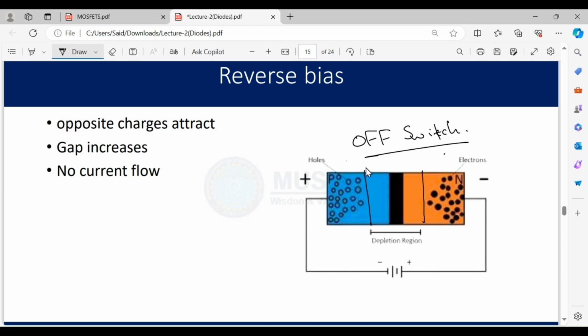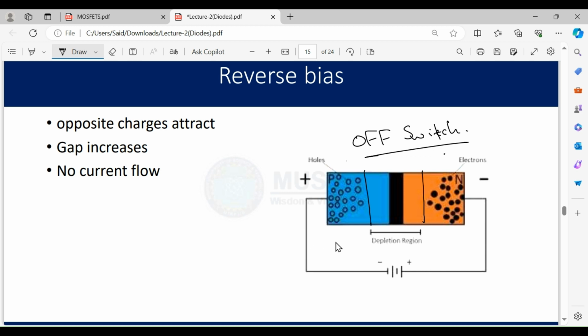One more thing, it is an uncontrollable switch because there is no control for this. If we connect it in forward bias, it will behave just like an on switch. When we connect it in reverse bias, then it behaves just like an off switch. When we connect positive with positive and negative with negative, then it is forward bias.